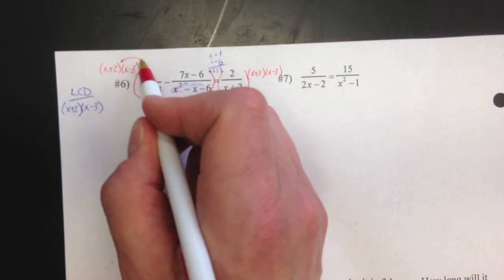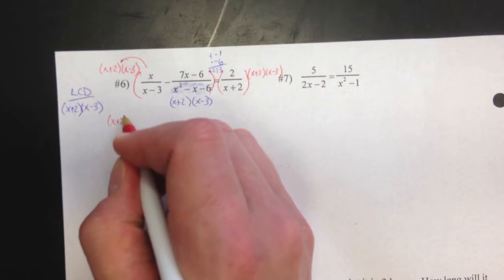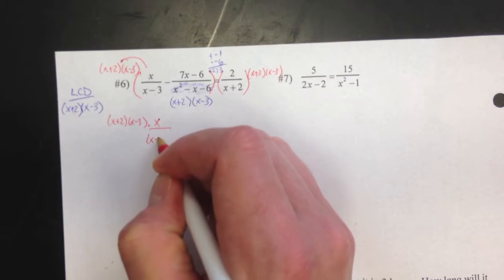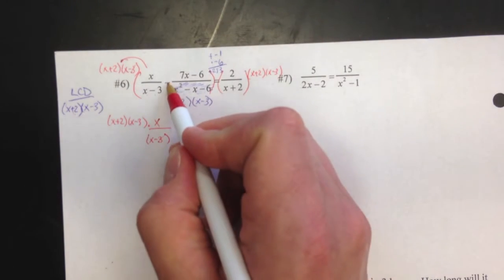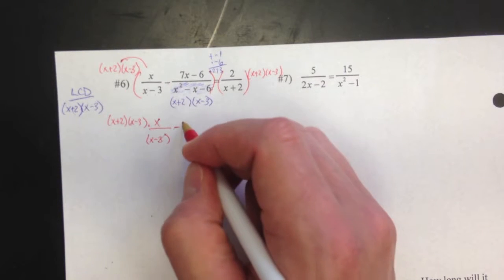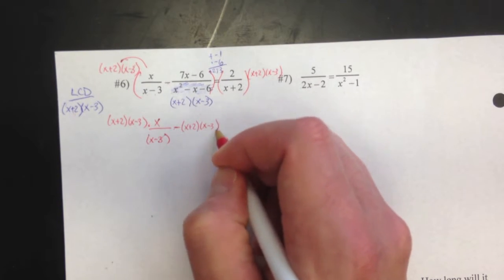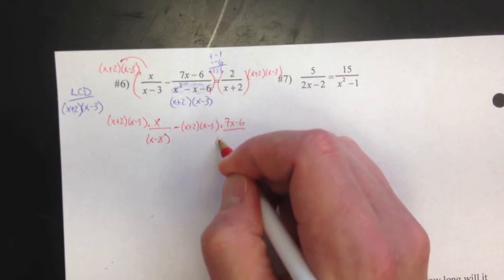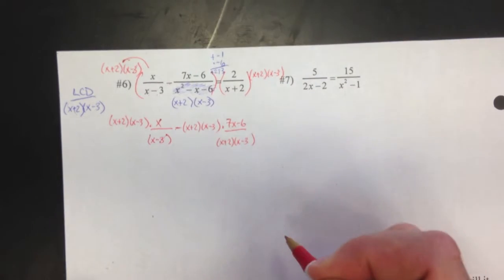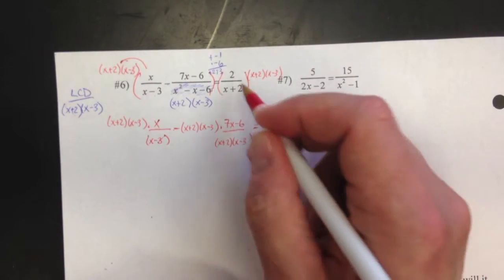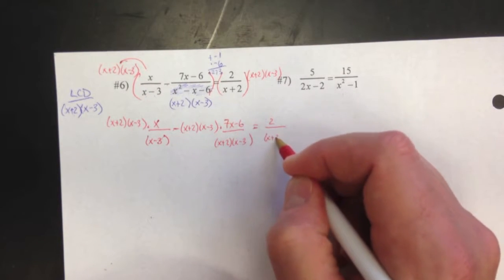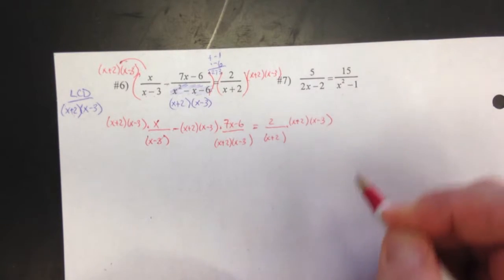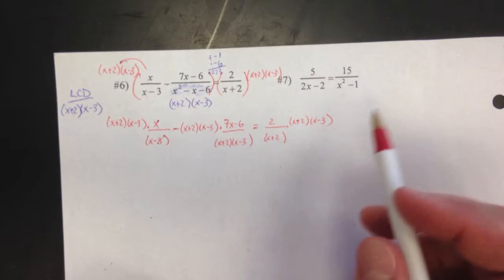So we're going to distribute x plus 2 times x minus 3 times the first fraction, which is x over x minus 3. All right, then we've got a minus. The LCD is x plus 2 times x minus 3 times that fraction, 7x minus 6 over x plus 2 times x minus 3. Okay, equals 2 over x plus 2 times x plus 2 times x minus 3. I'm kind of running into the next problem. That's okay. We'll get to that later.